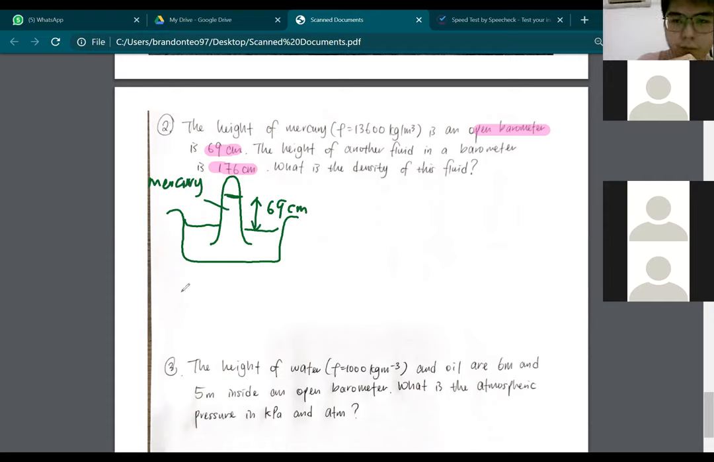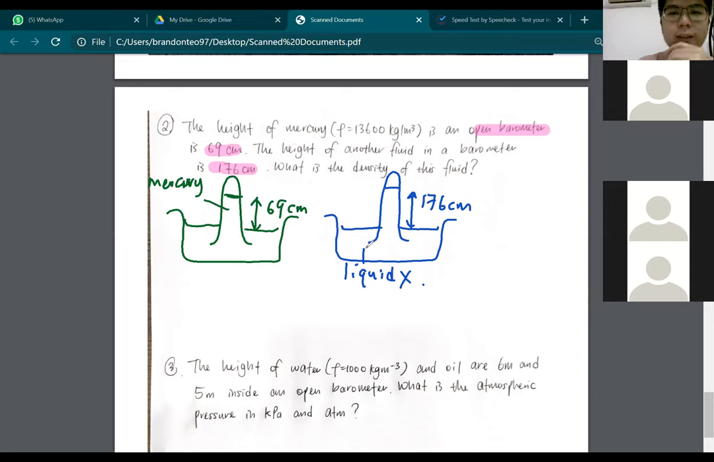And then you have another one. And this one is even taller. 176 cm. Okay, let's call this liquid X, right? So you want to find the density of liquid X. Okay, how to find this? Now, first, what do you do? Okay, let me put one point here. Okay, let's name this as point A. Point A. Point B.